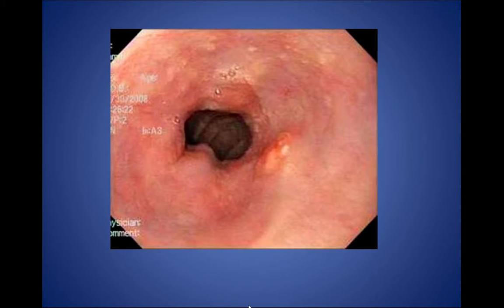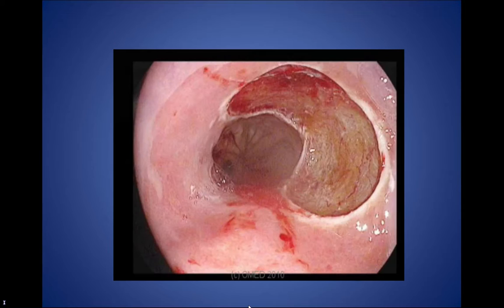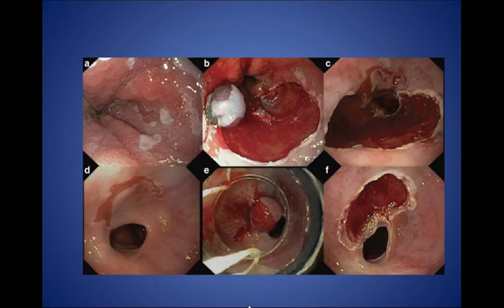Here's a picture showing a subtle thing, if you miss it, called a little esophageal nodule. Again, we'll go over the pictures more in depth in the lecture to make it more fun. And here is showing some therapies that can be done for these things.